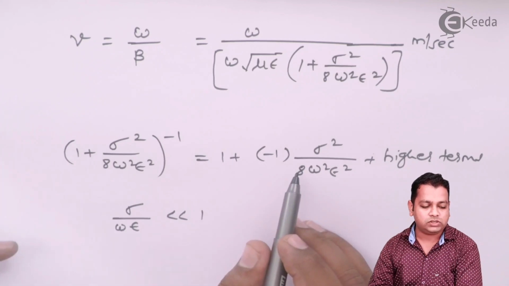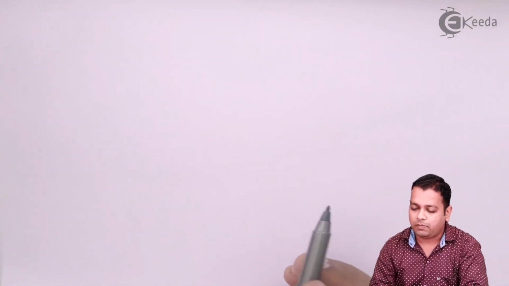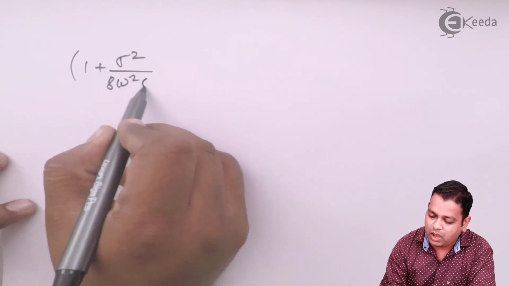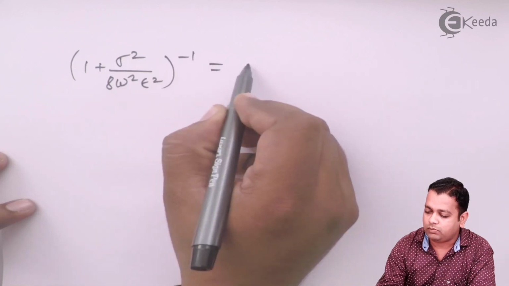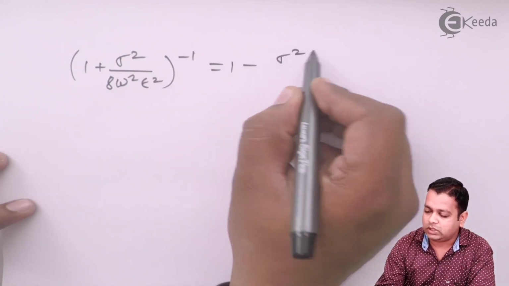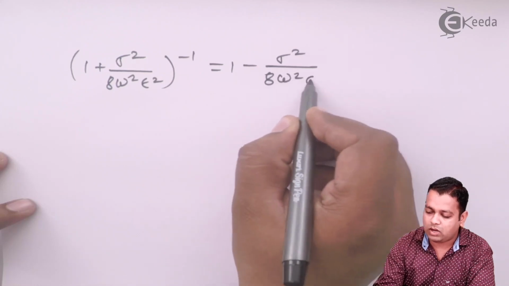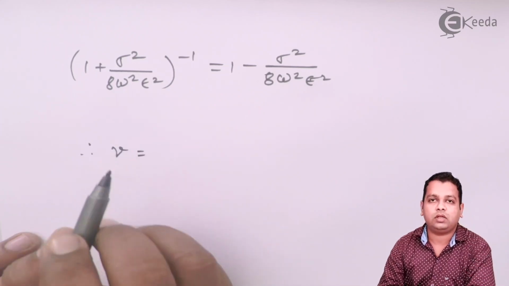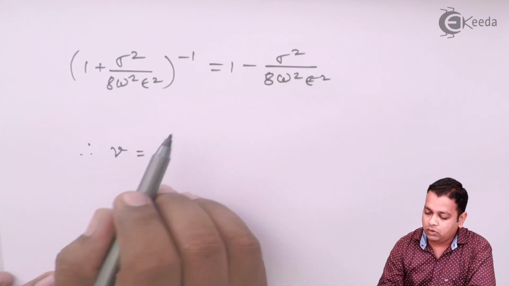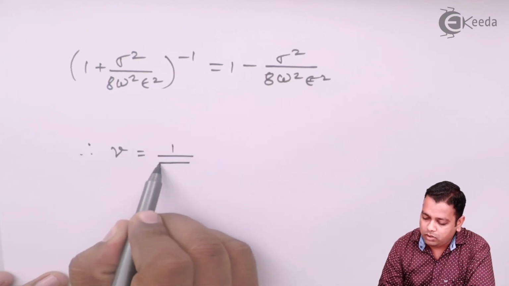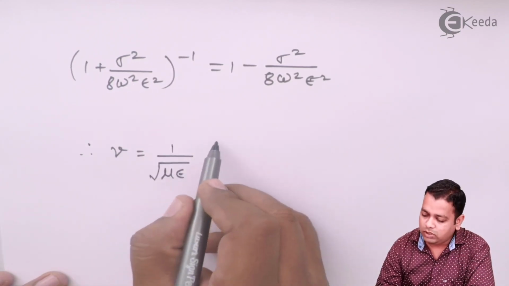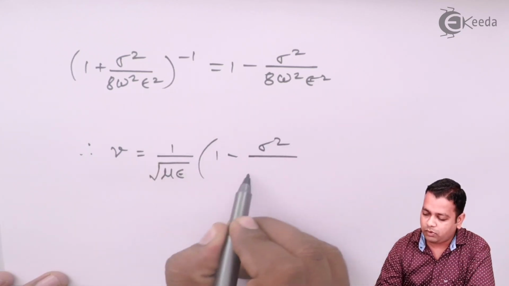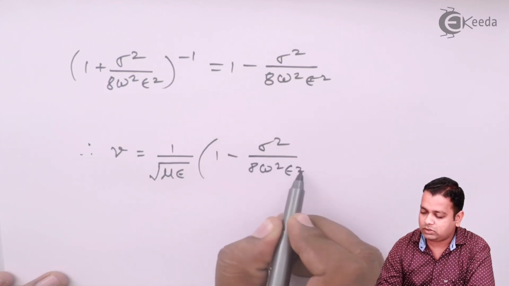The first two terms we shall be approximating, and here the bracket 1 plus sigma square upon 8 omega square epsilon square to the power minus 1, we shall be having as 1 minus sigma square upon 8 times omega square epsilon square. Therefore, the velocity expression that was for the general conducting medium will modify to 1 upon under root mu epsilon in multiplication with this particular bracket term 1 minus sigma square upon 8 omega square epsilon square.